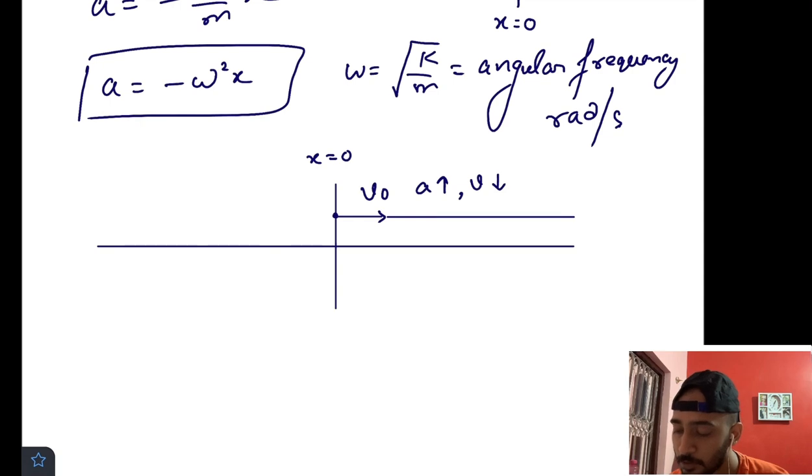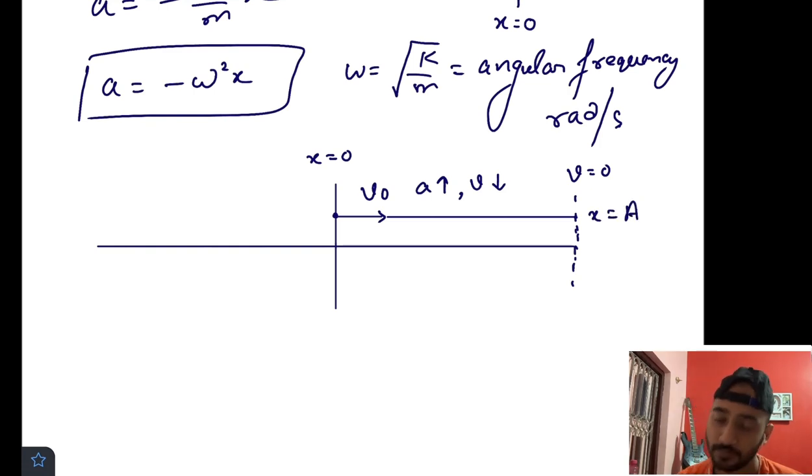At some point of time, the velocity of the particle will become 0. At this point the acceleration is maximum, and it tries to pull back the particle towards the mean position in this direction. So this position is known as the amplitude, meaning the maximum displacement from the mean position is known as the amplitude.